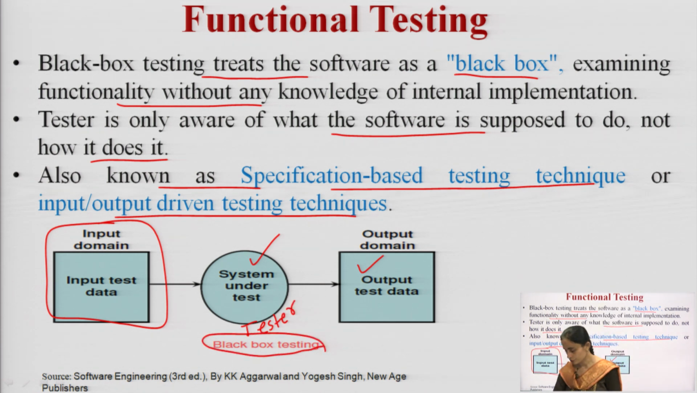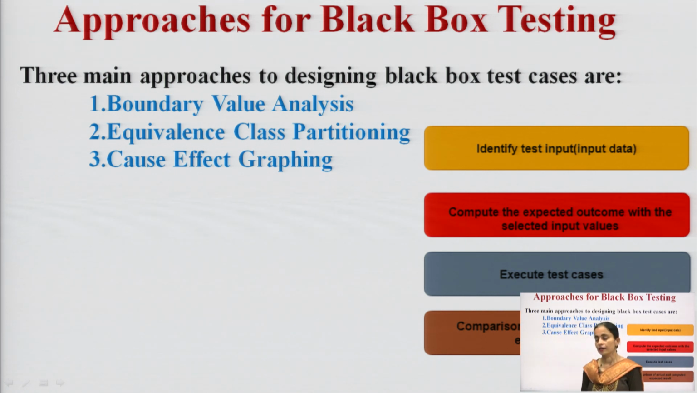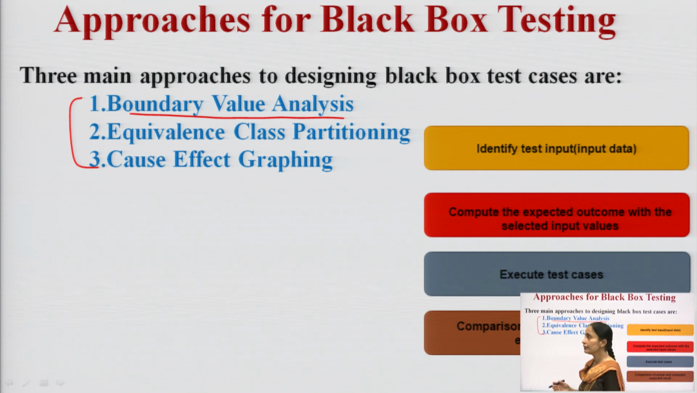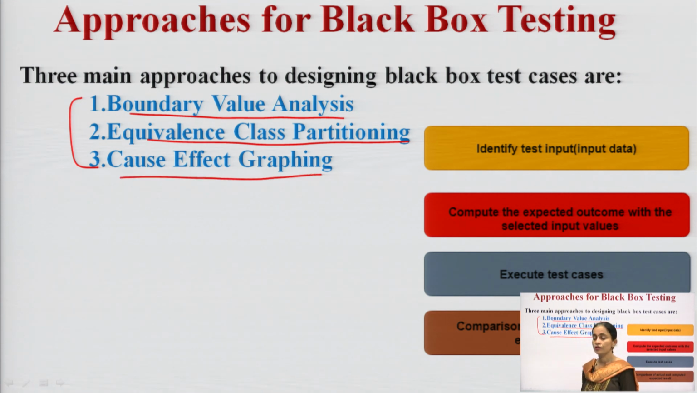Here I am following the black box testing approach. There are various approaches for doing black box testing. The three main approaches are: first, boundary value analysis, where the software is checked at the boundary values. Then equivalence class partitioning, and the third method is the cause effect graphing technique. We will discuss them one by one.